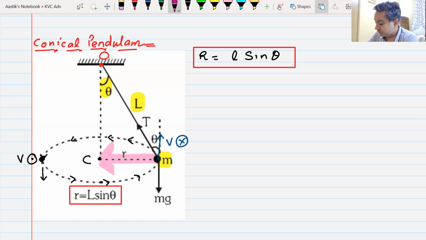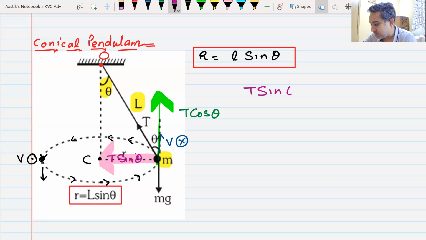So, force here is T sine theta. We have resolved T into two components. If you still don't know how to resolve components, that means something is really wrong. This is T cos theta. Towards the center, the force is T sine theta. T sine theta must give the centripetal force, which is mv square by r. Equation number 1. I don't know why it was so difficult for you to make this equation.